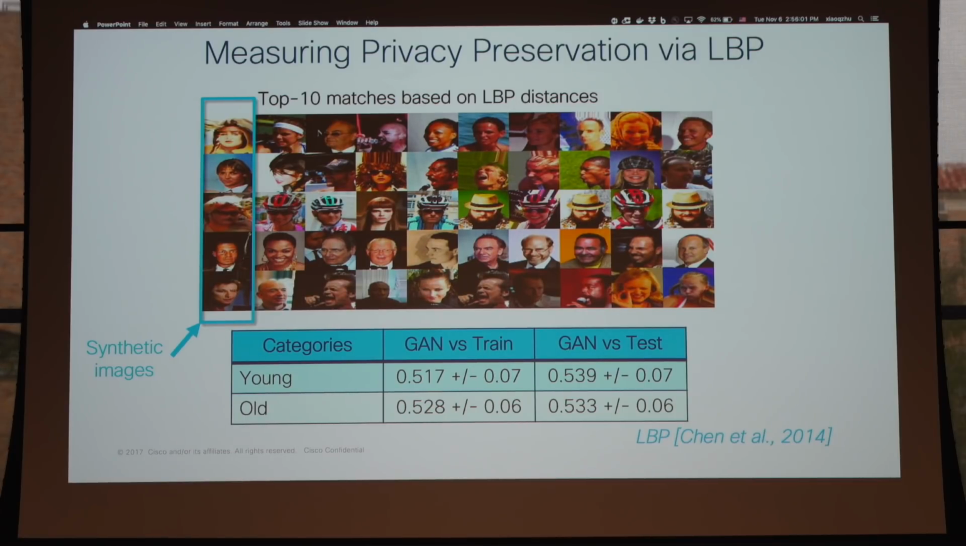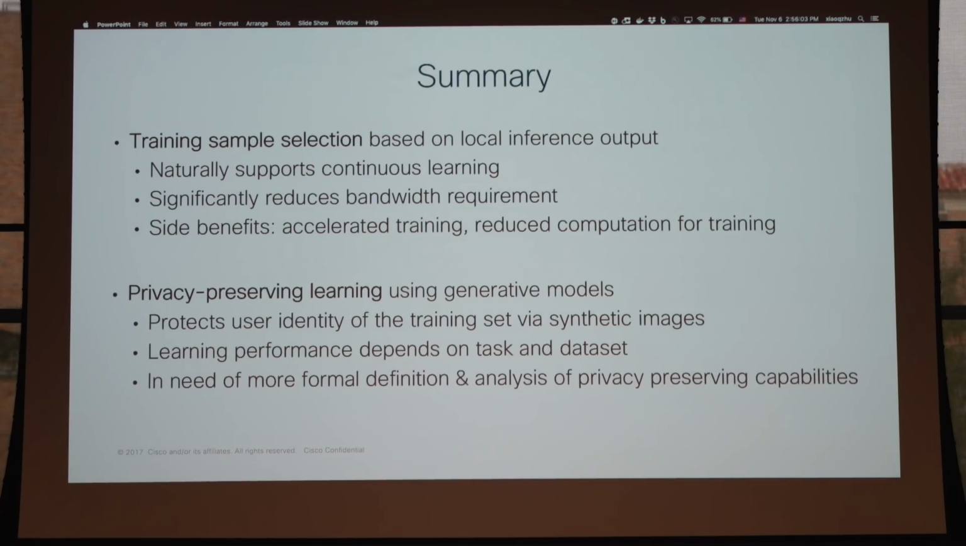So with that, I'll briefly summarize. These two sets of schemes that I mentioned, and the third one that I didn't even have time to get into, showed some of the promise of augmenting cloud-based training with edge-based computing, either by leveraging a local inference model or by performing even more computation, with locally trained generative models.